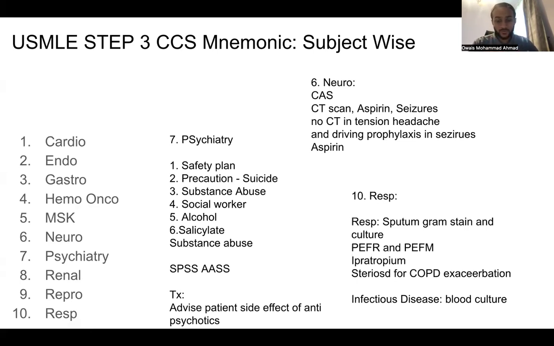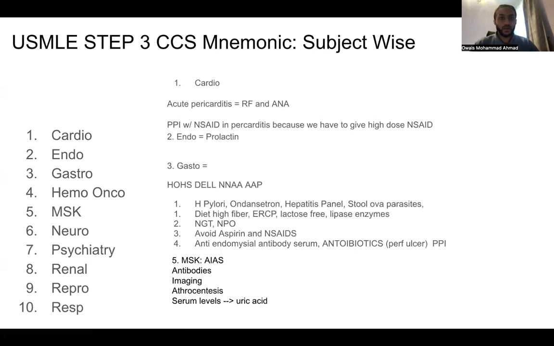We can see steroids for COPD exacerbation, and we can also have blood cultures over here. So we can see sputum gram stain, sputum culture, expiratory flow rate, flow max, ipratropium, steroids for COPD exacerbation, and infectious disease blood cultures as well. That's perfect. So now let's do a quick review.